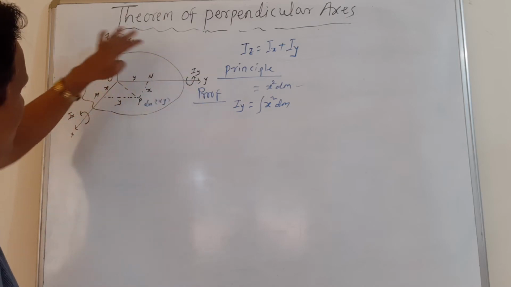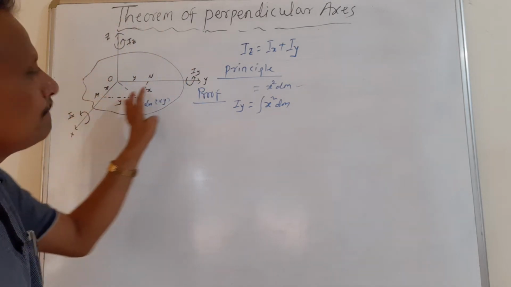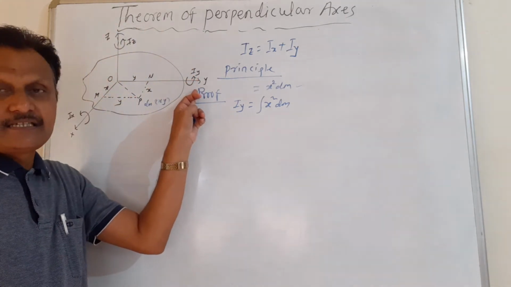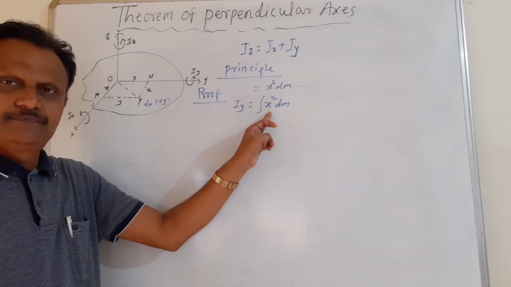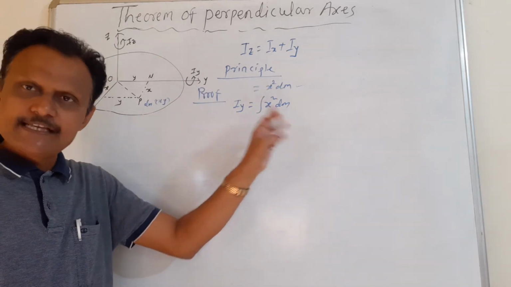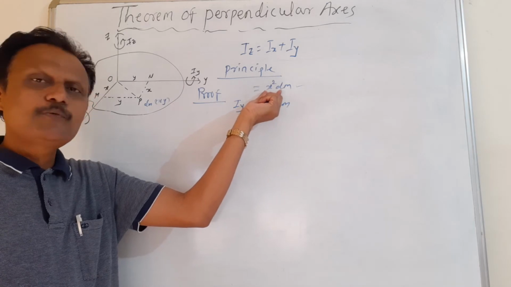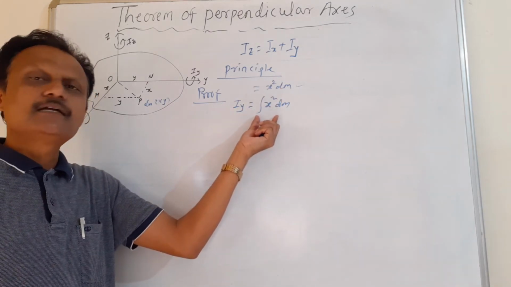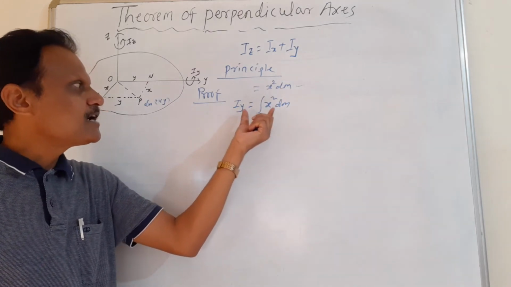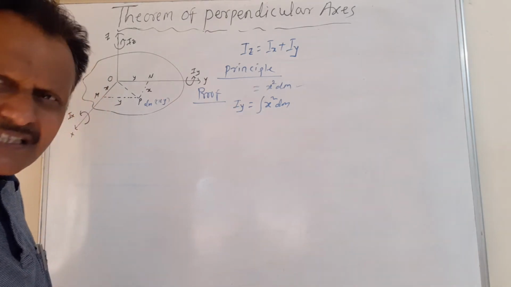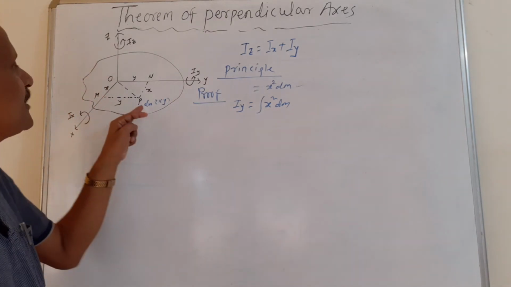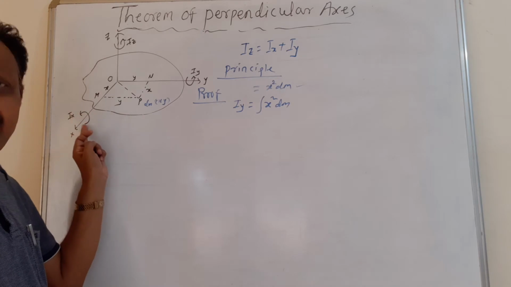So now the moment of inertia of the plane lamina about a y-axis. So now integrating this equation, Iy is equal to integration of x square dm. That means this is only the moment of inertia of the element about y axis and this is the moment of inertia of the lamina about a y axis. Similarly moment of inertia of this element about a x axis.